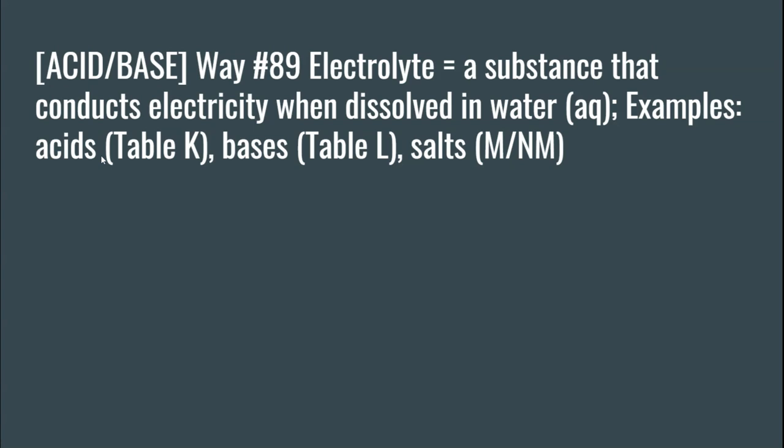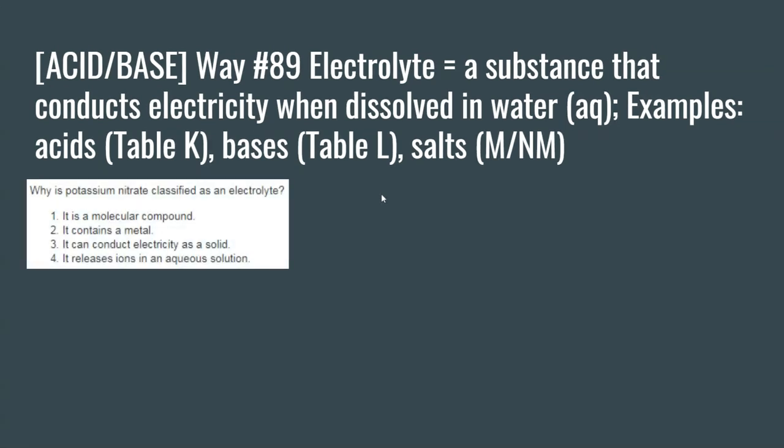Well, anything that dissociates into ions is going to conduct electricity. So, for example, acids from Table K, bases from Table L, and any ionic salts, which you remember consist of a metal and a nonmetal. For example, sodium chloride is an example of a salt and a good electrolyte. Any one of these substances is capable of conducting electricity. So, let's try some problems that deal with this idea.